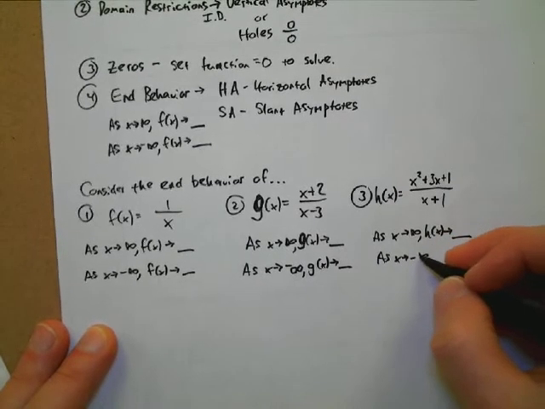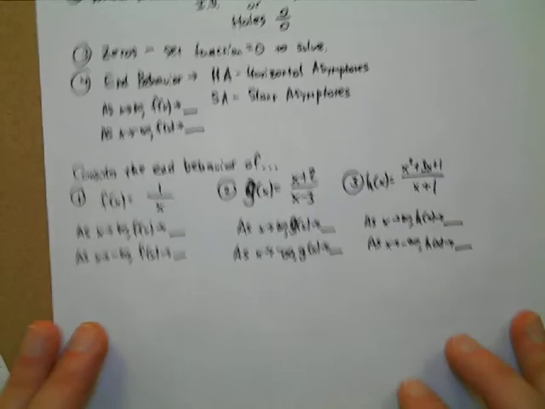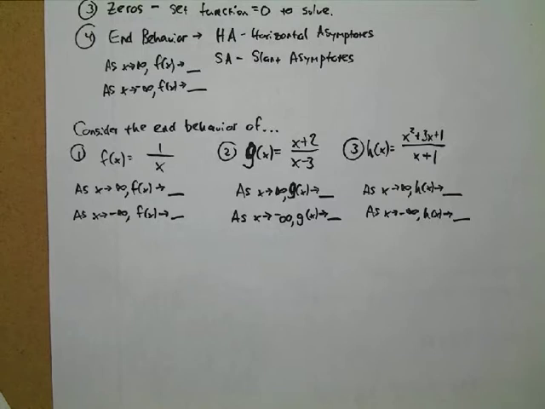Because we're describing end behaviors, we want to describe as x approaches infinity, f of x approaches what, as x approaches negative infinity, f of x approaches what, and then same thing for g, same thing for h. Those are not surprise statements there. That's stuff we've been using.